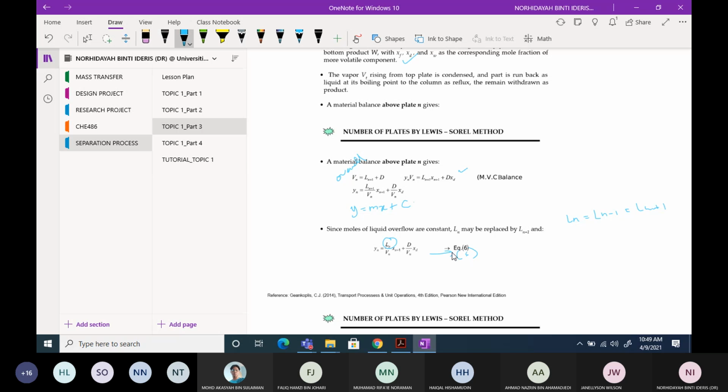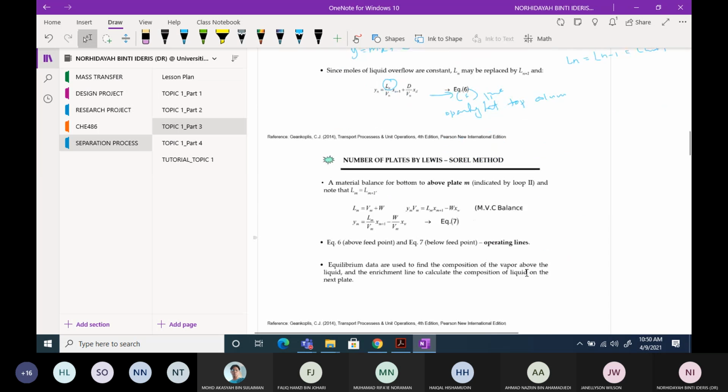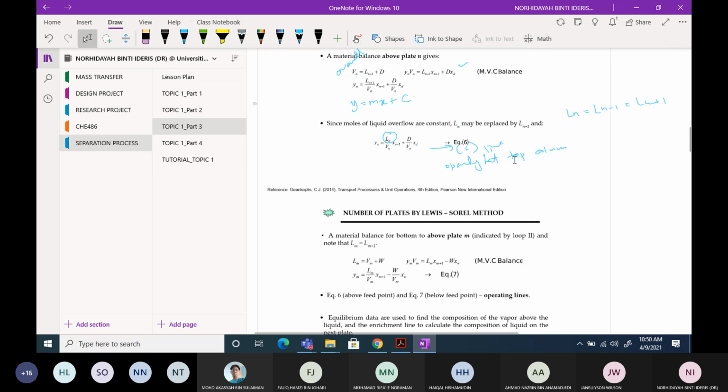I don't know why equation 6, maybe inside the books there is a continuity from another equation. Okay, nevertheless, we just follow the notes. Okay, this is the equation 6, and this represents the operating line at the top of the column. Okay, now we go to the second equation. Okay, if this one is the top column, then equation 7 must be the operating line at the bottom part.